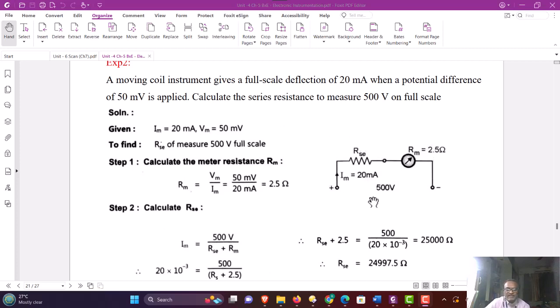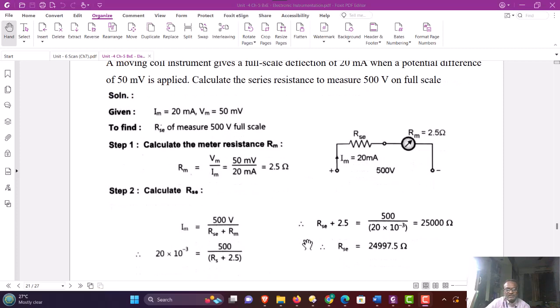We want to make this meter to measure the 500 volt. The maximum deflection current is 20 milliampere flowing through this. So this 500 volt is getting divided across RSE and across RM. So across the meter we know the voltage, full scale deflection voltage is coming out to be 50 millivolt. So what is remaining across RSE? That is 500 minus 50 millivolt. So approximately 500 volt, which is coming across the series resistance.